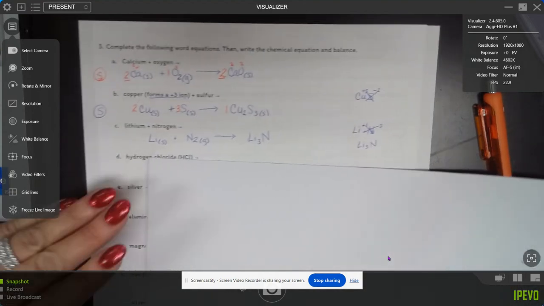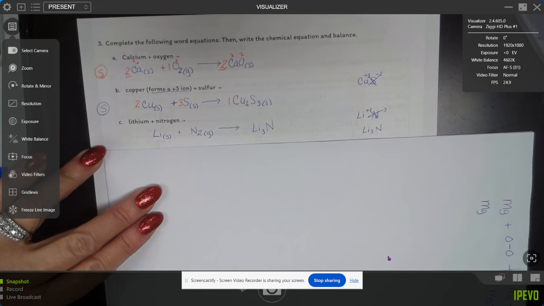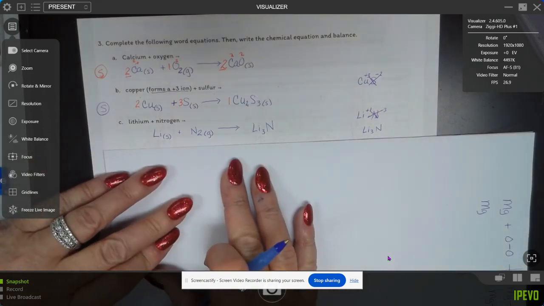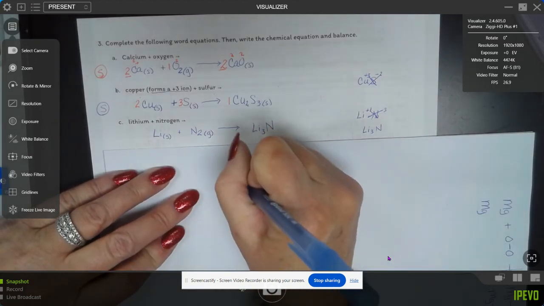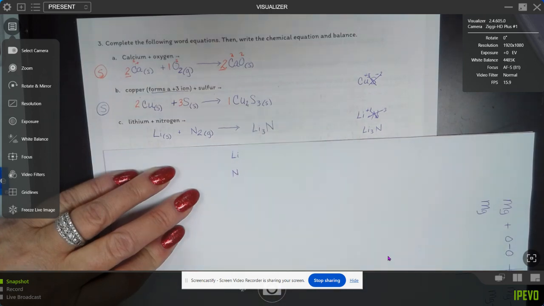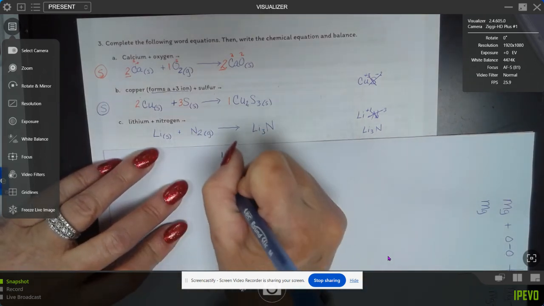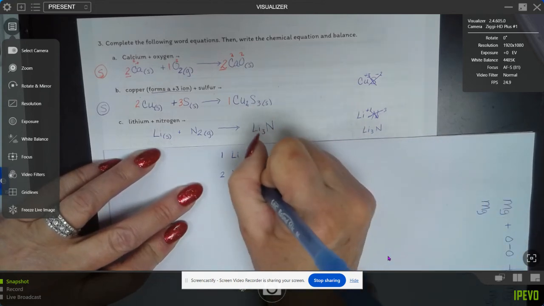I'm going to write this one out because this one is maybe a little tricky. I guess we did one just like this, maybe this exact thing on the other side, but that's okay. So I have lithium and I have nitrogen. On my reactants, on the left side, I have 1 lithium and 2 nitrogen. On the right side, I have 3 lithium and 1 nitrogen.